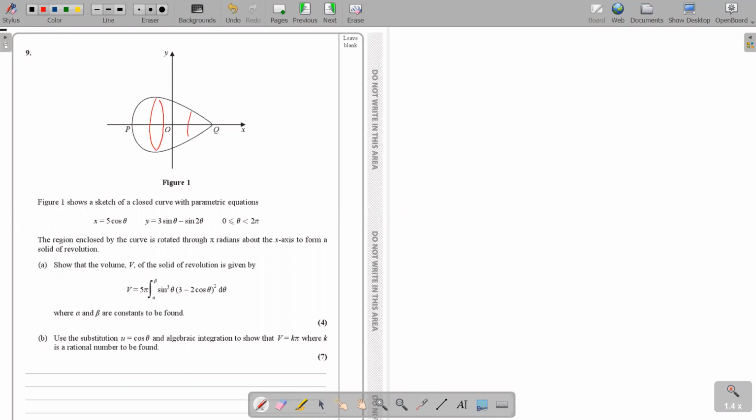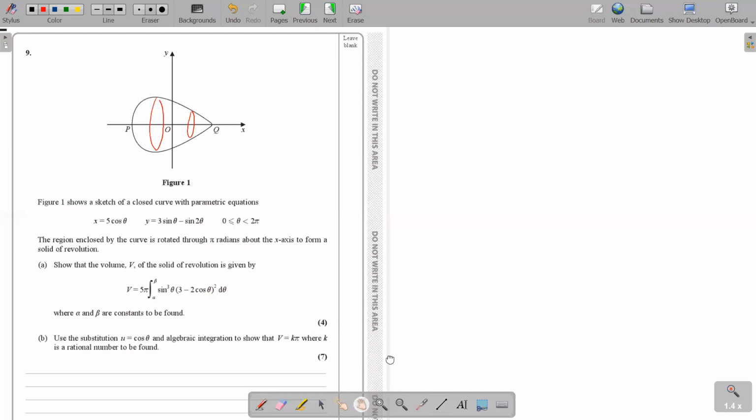I'm just drawing this to show you that it's 3D. So we have a 3D object here. Then they say, show that the volume V of the solid of revolution is given by this particular equation, where alpha and beta are constants to be found.